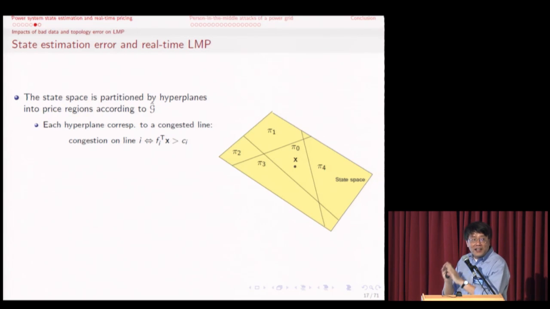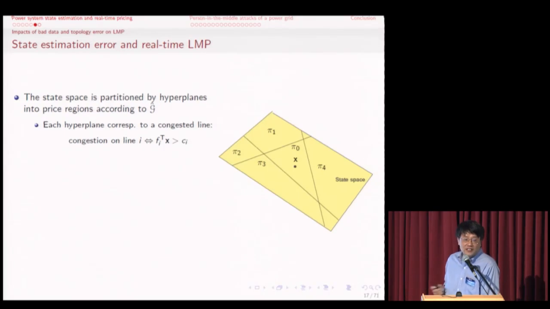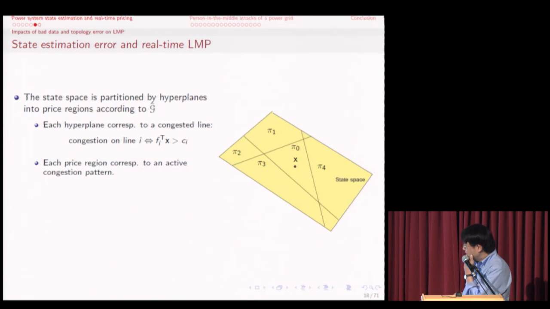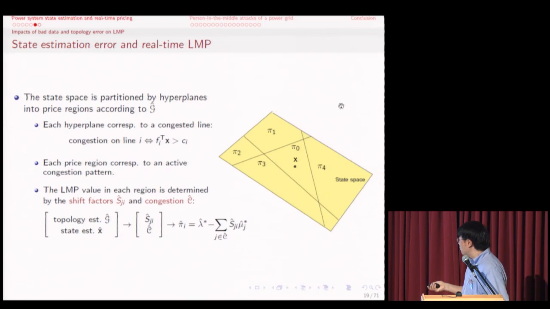As I said, the price of a system really depends on the congestion pattern of the network. So for all the lines, you can partition the whole state space by these hyperplanes, and at any moment, the system is in one of these regions. What the previous linear program shows is that within each one of these regions, there is a single price. You partition the whole map into regions, and each region has a single price. Where the price you are paying in real time depends on where you are located in the system. Each price region corresponds to one particular congestion pattern, and once you have the state estimates, you can compute what the price should be.